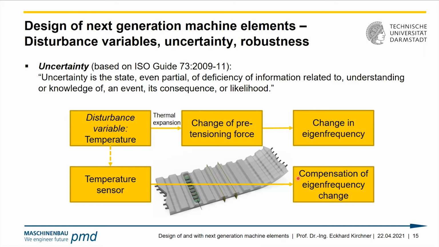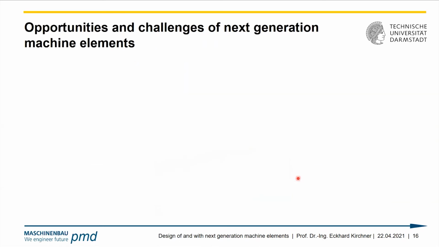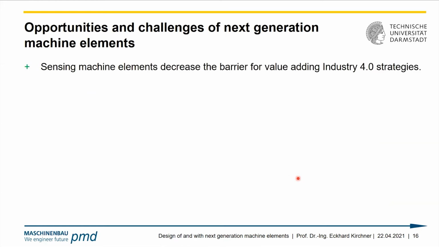We have to decide which is the appropriate system to use in our mechanical design in order to be able to really understand what is the measuring task, what is the right design approach to handle that task. What are the challenges and opportunities of next generation machine elements?